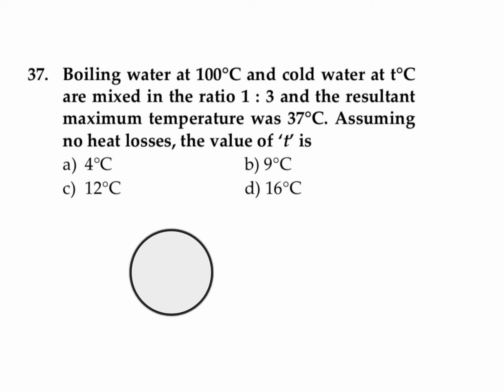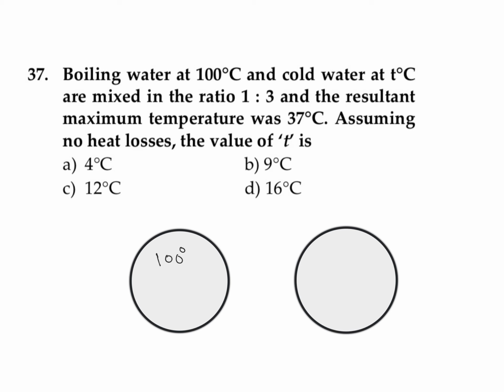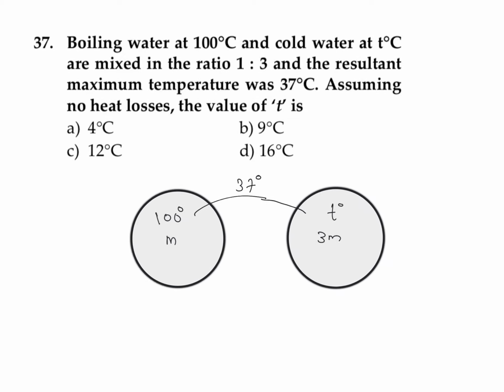So over here we are considering mixing of two liquids, and in the question it is given that boiling water, so this is water at 100 degrees Celsius, and cold water at T degrees Celsius are mixed in the ratio 1:3. That means if its mass we take as m, then the mass of this one we can take as 3 times that, 3m. And the resultant maximum temperature, so the equilibrium temperature of the system, we are getting as 37. Assume no heat loss, the value of T is.